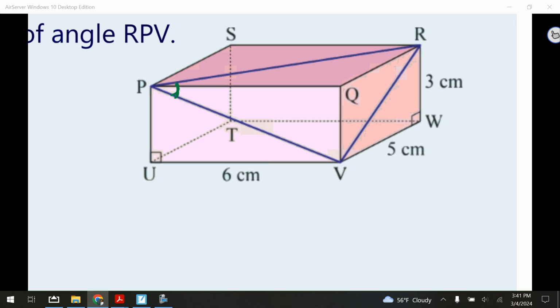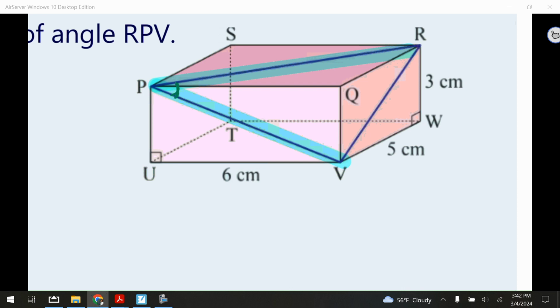So what I have to do to find this angle is I'm probably going to be needing some sides that aren't given. I'm going to need PR right here, and I'm going to need PV. RPV, PR, and PV. So those are the two sides I'm likely going to need. And then I'll have to do law of sines or law of cosines, something like that.